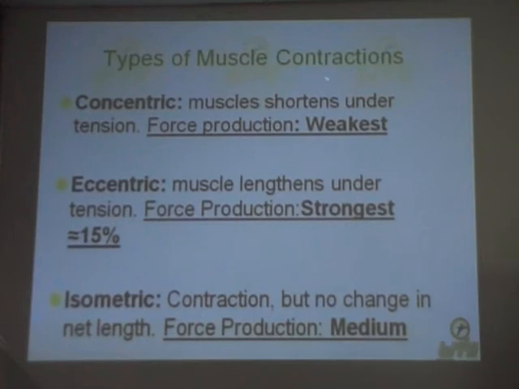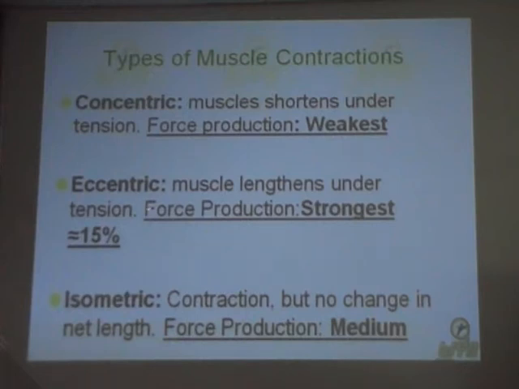Right, muscle contractions here, very important. Concentric is when a muscle shortens under tension. It is the weakest in terms of force production. Eccentric is when the muscle lengthens under tension. It is the more productive phase, because we get more mechanical stress, more myofibrillar damage, and therefore more adaptations such as hypertrophy and strength occur in this phase.